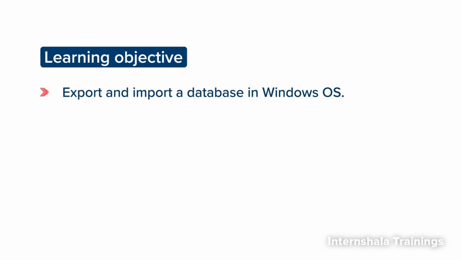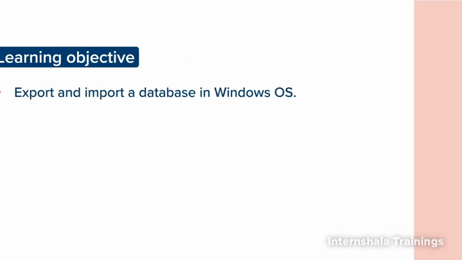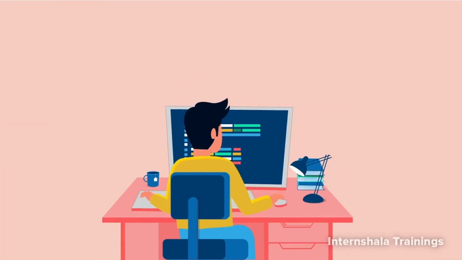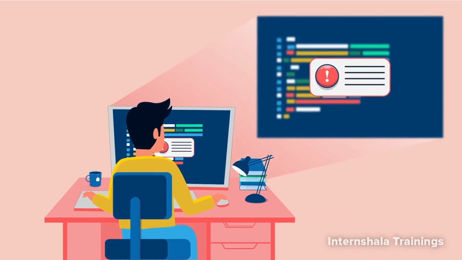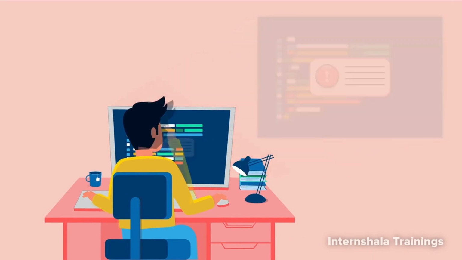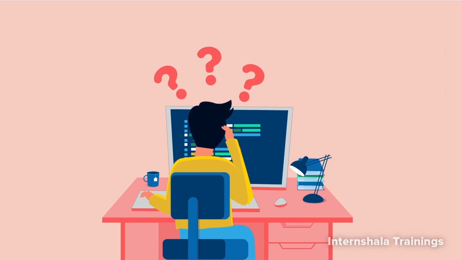After going through this video, you will be able to export and import a database in Windows OS. Imagine you're working on a project whose deadline is coming soon. Due to any reason, the code that you were writing got deleted or got corrupted. Now, this is something serious and can happen to anyone. As a developer, you might ask, is there any way around or a solution to tackle such circumstances?